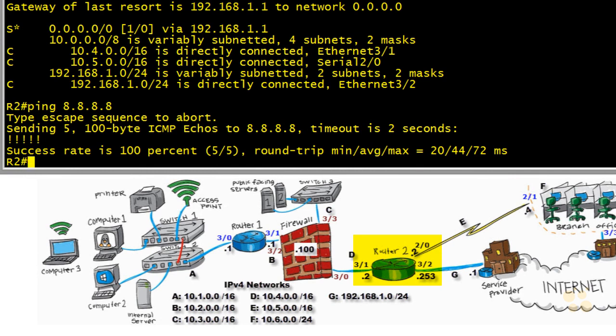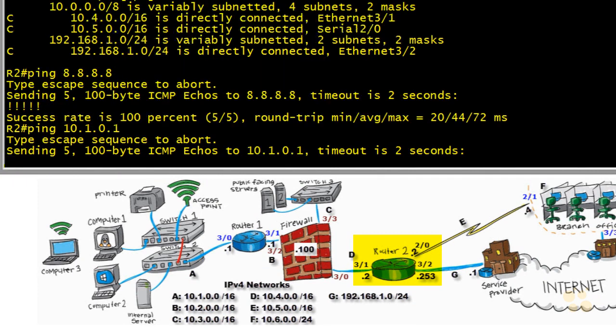So it used the default route, handed the packet off to its service provider at .1, and the service provider, fortunately, knew how to forward it the rest of the way. So next, let's see if router 2 can ping the 10.1 network. In fact, let's try to ping 10.1.0.1. That's router 1's interface address on 3/0.